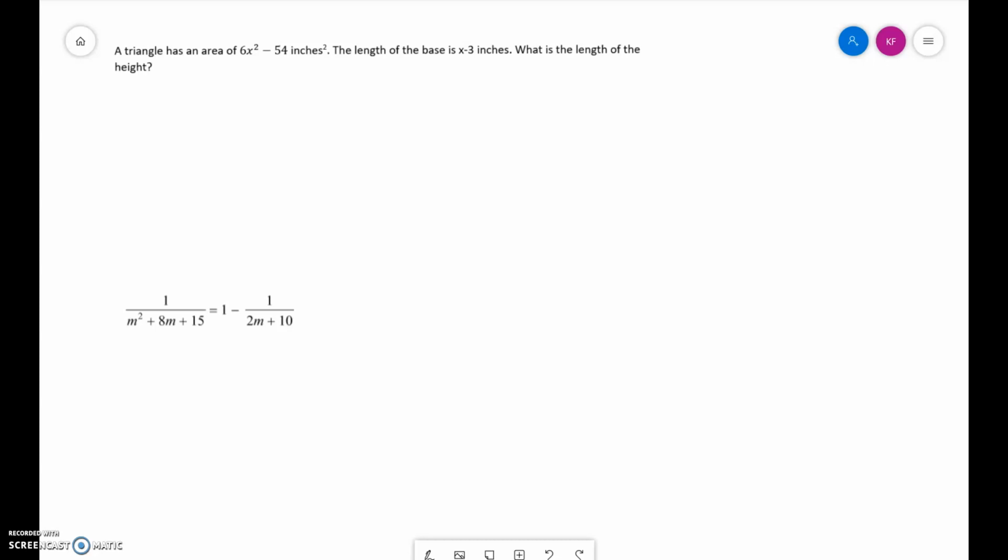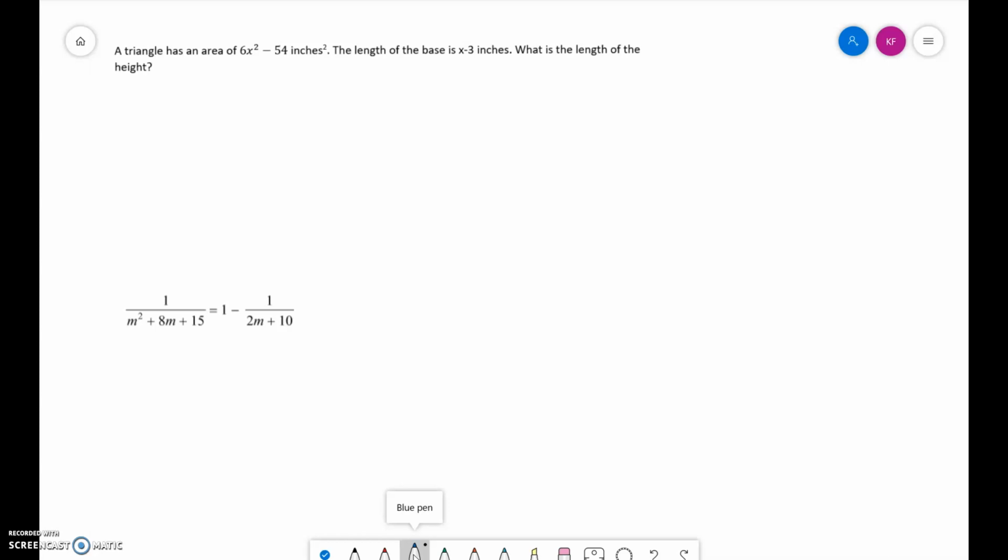Hey class, since the solving rational equations assignment was omitted from your course schedule, I wanted to practice a couple of these types of problems to make sure that you are ready for this on your quiz. So here are two different examples. One's a word problem, one's just an equation.